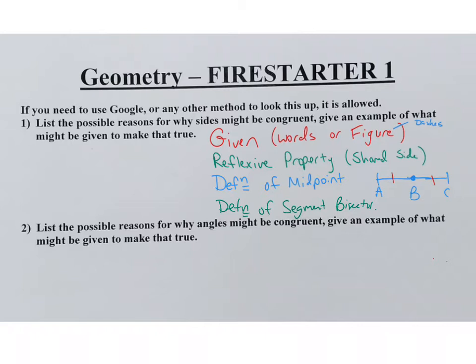So, list of possible reasons for why angles might be congruent. Now there's a lot more for angles as well. So once again, with angles, given, we're always going to hope for given, right? Remember, same thing, words, maybe it says angle blah blah blah is congruent to angle blah blah blah, or in the figure, and that's where you would see arcs. So words or figure. You could even have the reflexive property again, if that's a little bit harder to see in angles, but it's definitely possible. Like you could have two triangles with what's called a shared angle.